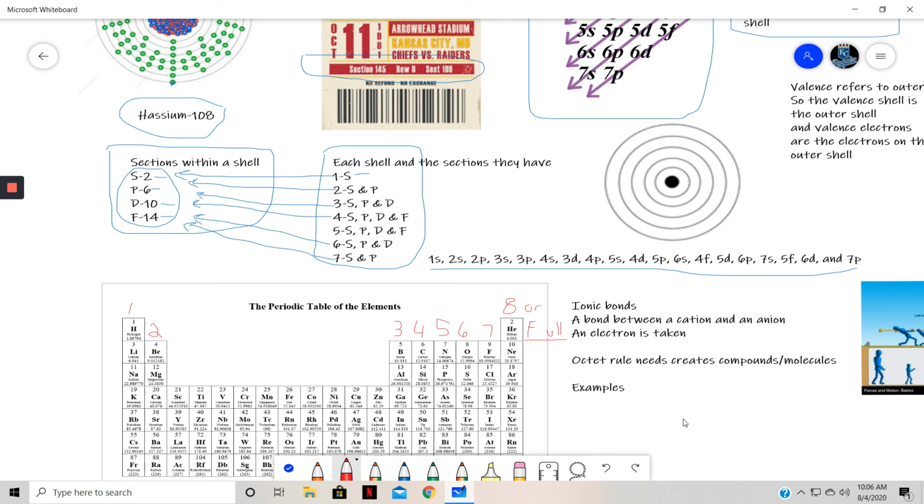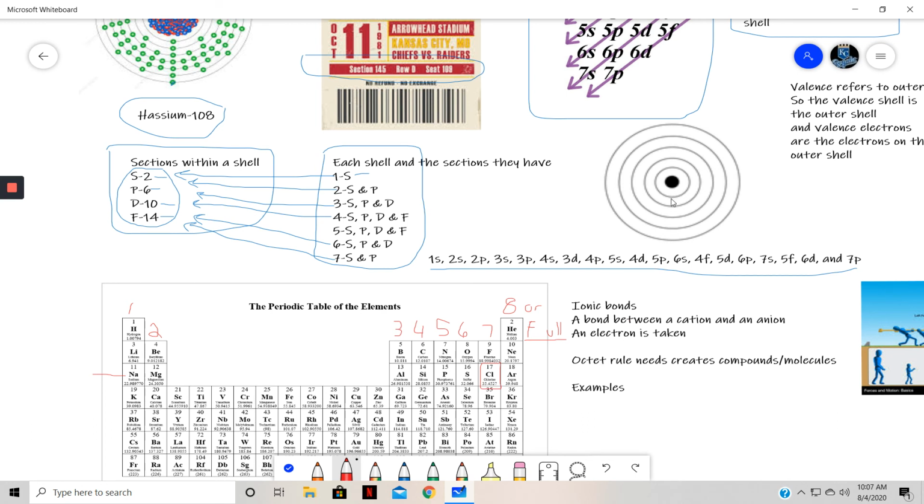So if we just pick one at random, let's just look at chlorine here. Chlorine has 17 protons. So if it's a balanced atom, which when you're looking at the periodic table, those are balanced atoms, it also means it has 17 electrons. So 17 electrons. Now we've already identified that since it's in the third row, the electrons are going to end on the third ring.